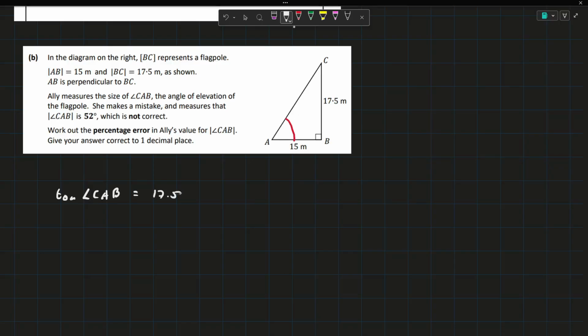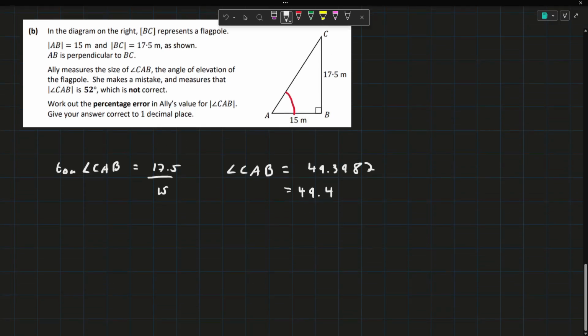So we'll have 17.5 over 15. Take the tan inverse on both sides. That'll get CAB is equal to, you'll get 49.3987. And we'll just round that up to 49.4 because it's very close to that. And we're told one decimal place anyway.